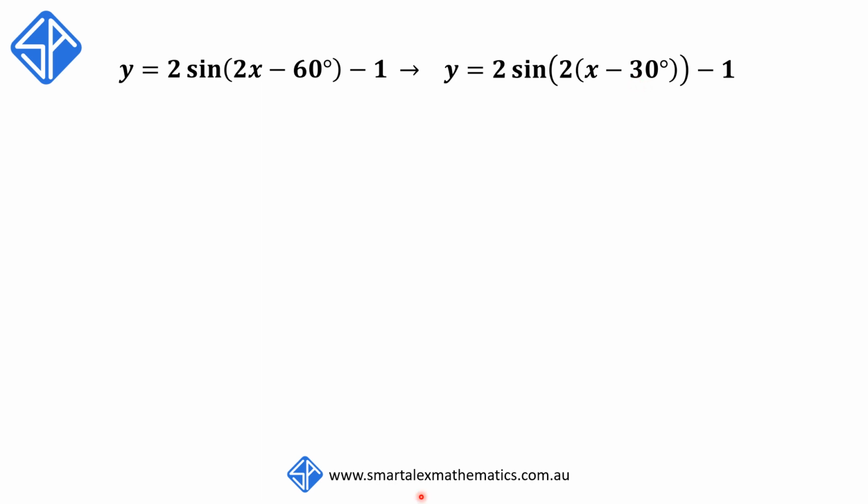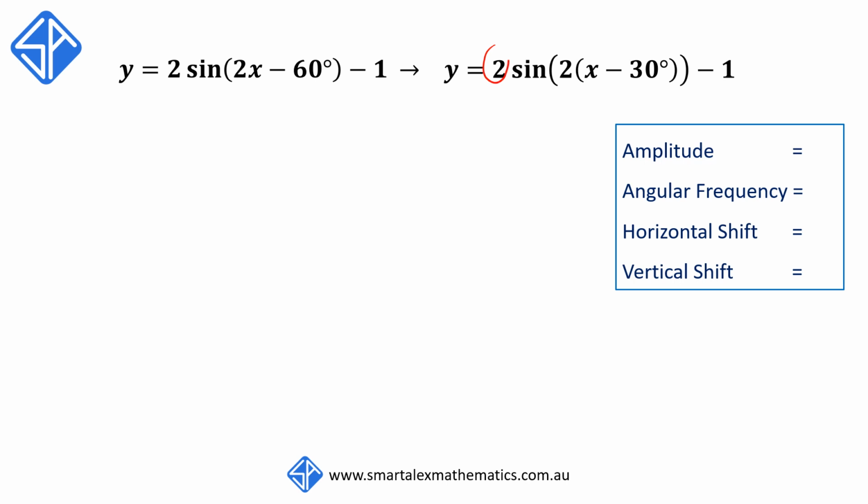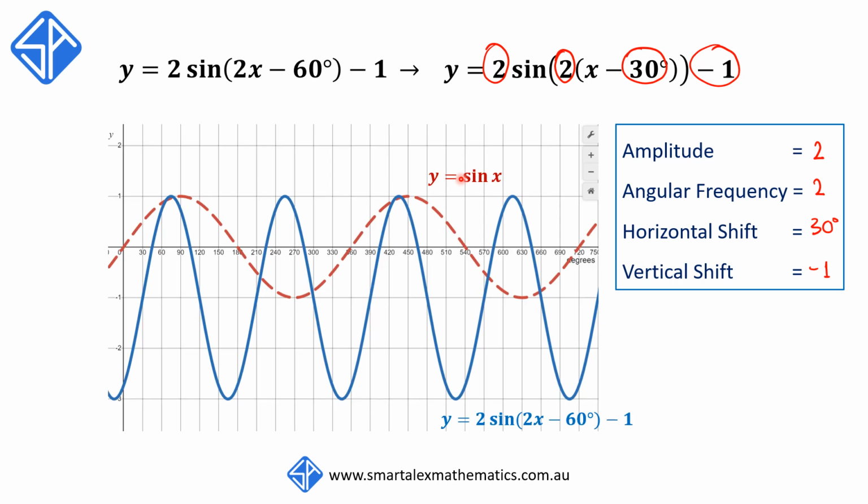So from this equation, we can now deduce that the amplitude is given by the number in front of the sine function, which is 2. The angular frequency is also 2. We have a horizontal phase shift of 30 degrees to the right and a vertical shift of 1 unit downwards. So here's the graph of the transformed function.